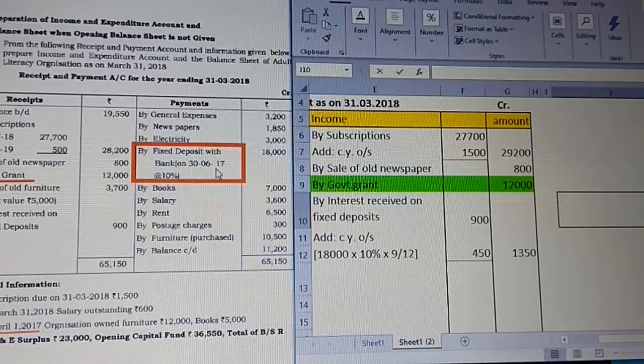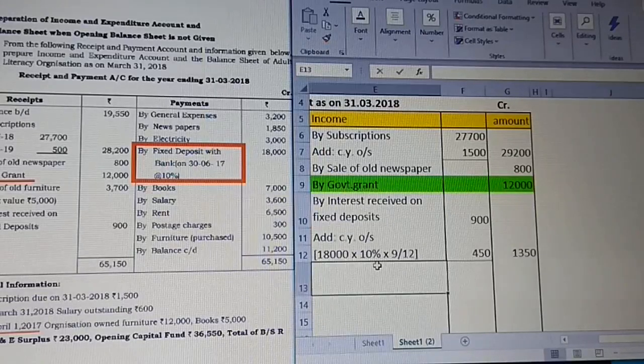We need to find out, with the date, what is the actual interest we get. So when we calculate, I've just shown here in the bracket, 18,000 is the value taken at 10%. From June, the last day we can't consider; from July to 31st March I get 9 months out of 12 months. So when I calculate it, I get the value as 1,350. So 1,350 is the total interest we're supposed to receive, but we received only 900. So when we find out the difference between this, 450 is the amount outstanding.